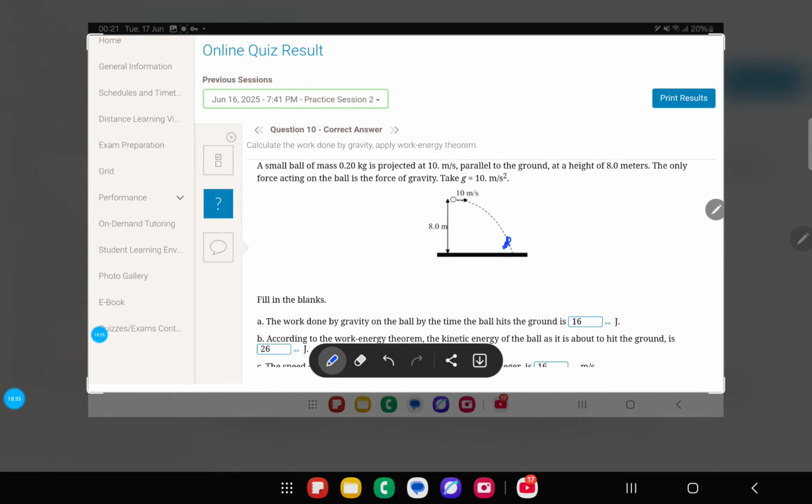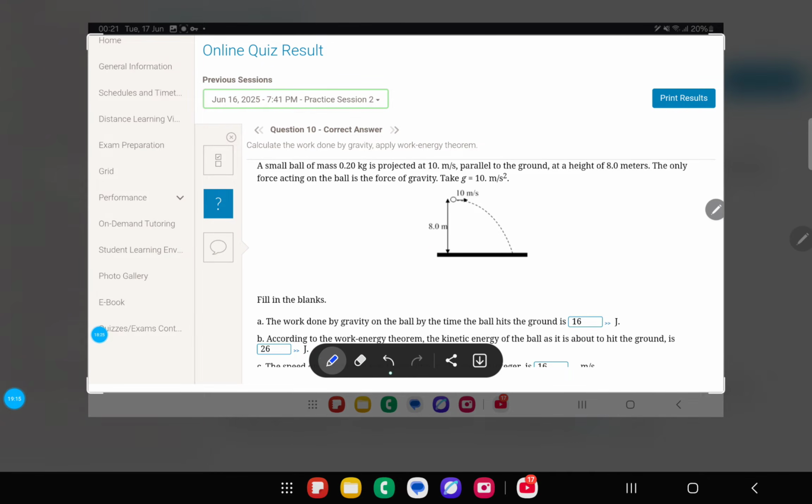So what we can do here is mgh. They want the work done by gravity, right? The ball is going down and gravity is down, so same direction, we use positive mgh. Mass 0.20 times g 10 times height 8. So 0.20 times 10 times 8 is 16. This is the work done by gravity, and indeed it is 16.